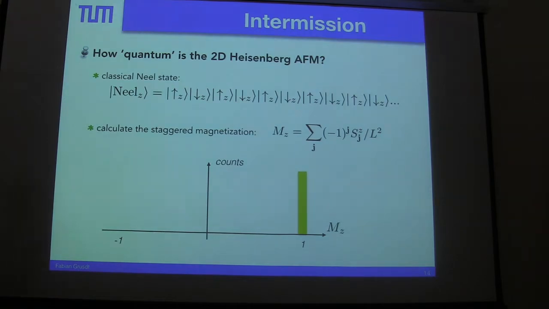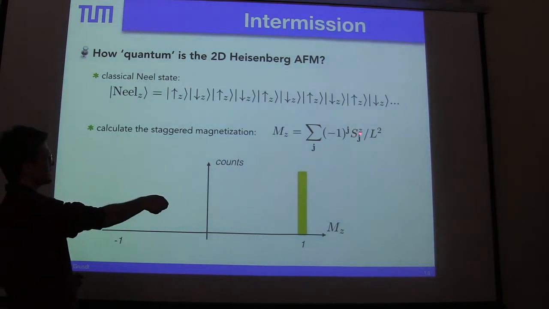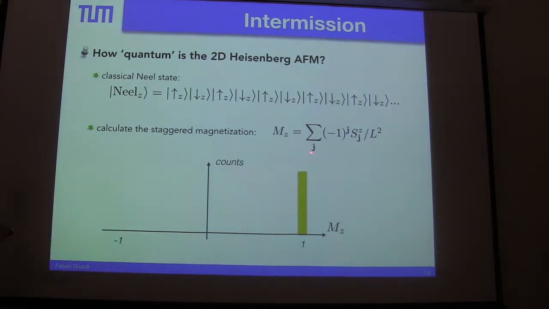Okay, now what's a good way of telling how quantum this ground state is? Well, one thing you can do is look at the full counting statistics of the staggered magnetization. What I mean by this, first of all, staggered magnetization: you take your spin operators S^z and sum them up, but you introduce minus signs on every other lattice site, right? And this reflects this classical checkerboard pattern.